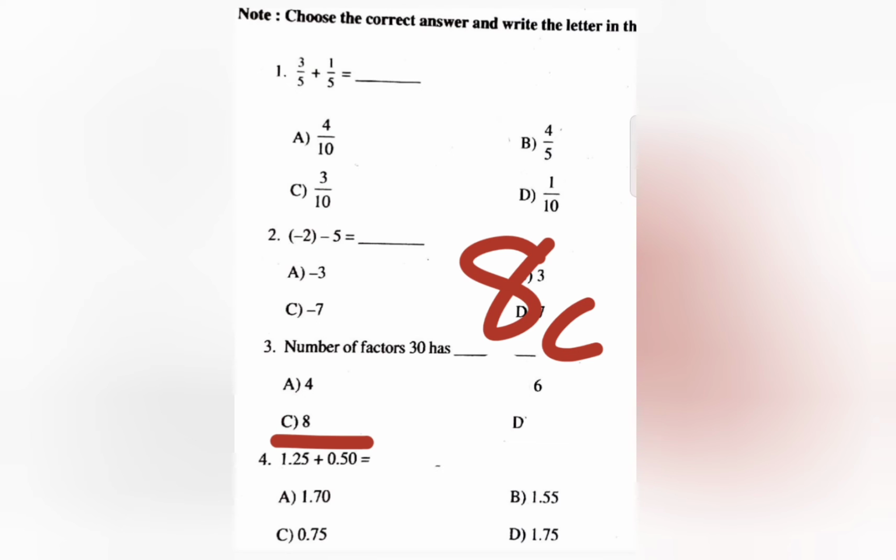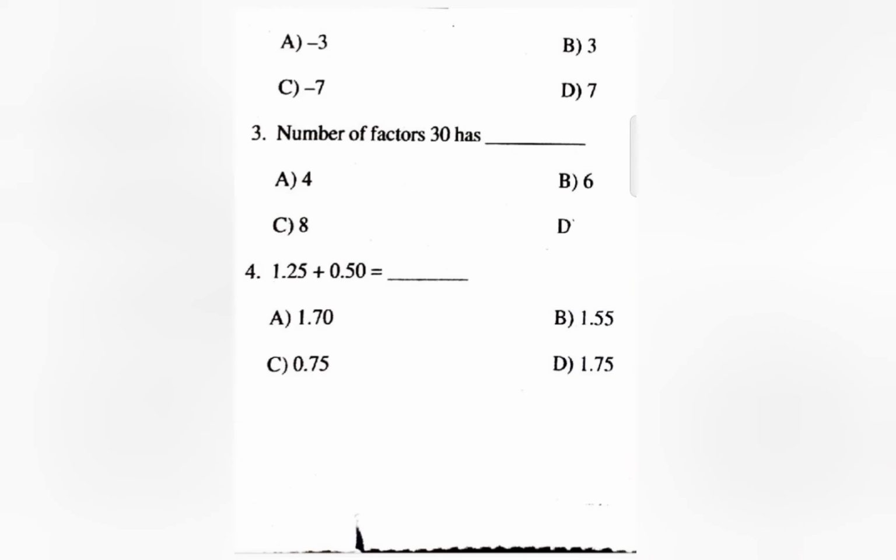Moving on to the fourth problem. It is addition of decimal numbers: 1.25 plus 0.50. Only one thing you have to remember in addition or subtraction of decimals: you should keep the decimal point under the decimal point only. The remaining procedure is as usual. Let's solve it.